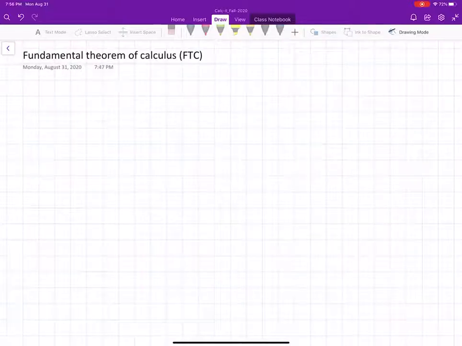All right. So directly I'm going to write down the fundamental theorem of calculus part 1. I abbreviate fundamental theorem of calculus by FTC. Okay. Fundamental theorem of calculus part 1.